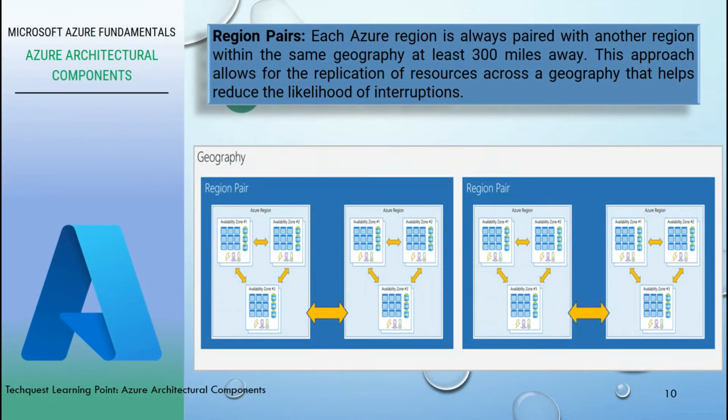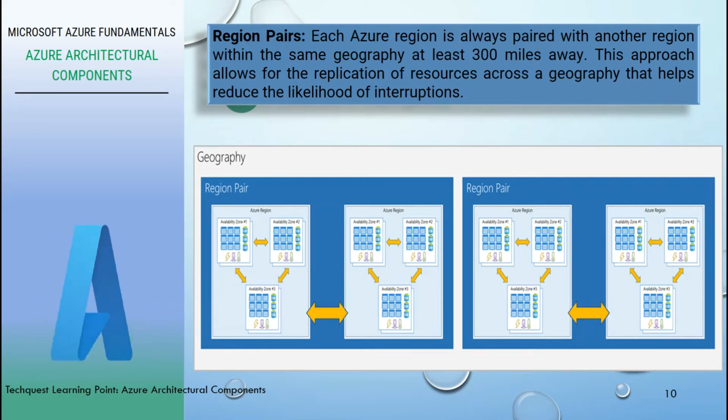Region pairs. Each Azure region is always paired with another region within the same geography, such as US, Europe, or Asia, at least 300 miles away. This approach allows for the replication of resources such as VM storage across a geography, which helps reduce the likelihood of interruptions because of events at once. If a region in a pair was affected by a natural disaster, for instance, services would automatically fail over to the other region in the region pair.